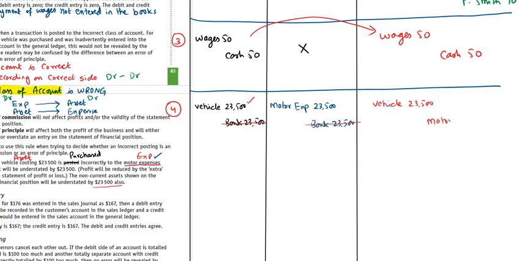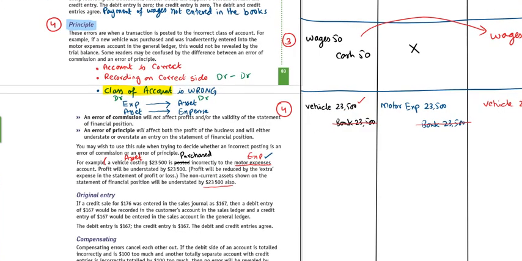So motor expense will be the credit. This credit will nullify the effect of this debit, and the vehicle should be the debit. So the rectifying entry will be vehicle debit by 23,500 and motor expense credit by 23,500. It means we have to increase our non-current asset by 23,500 and decrease our motor expense by 23,500, which will ultimately be written here.